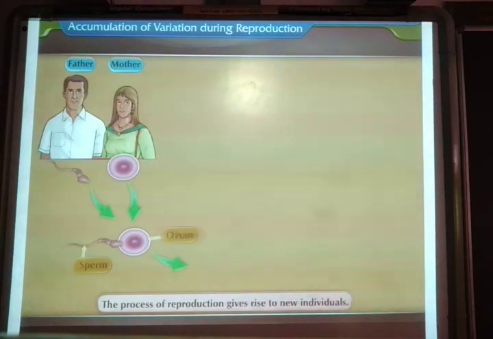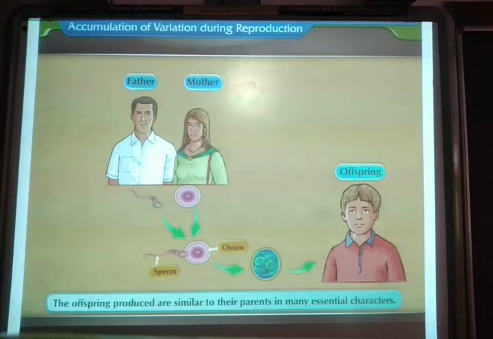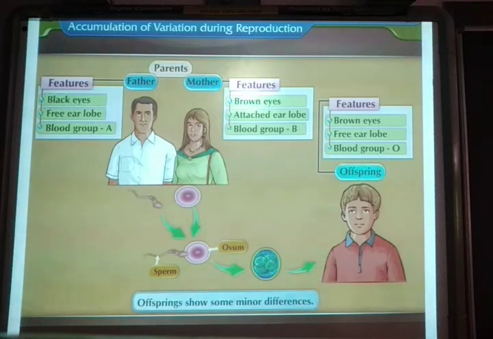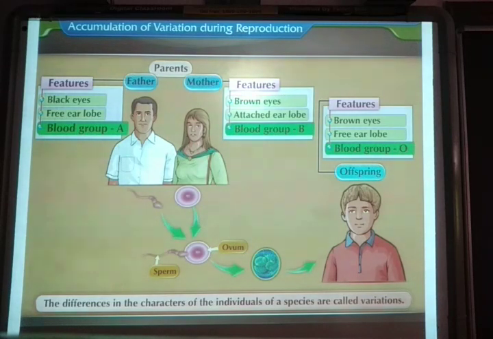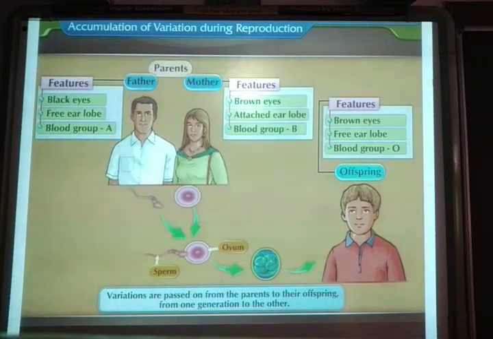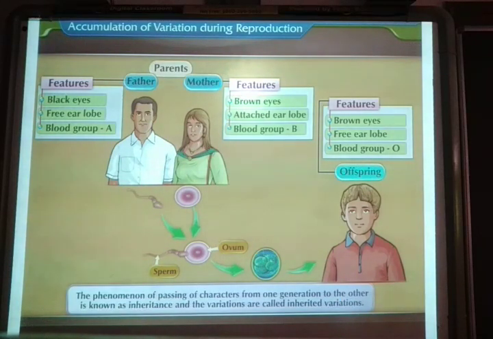The process of reproduction gives rise to new individuals. The offspring so produced are similar to their parents in many essential characters. However, they do show some minor differences. These differences in the characters of the individuals of a species are called variations. The variations produced in the organisms get accumulated. They are passed on from the parents to their offspring, that is, from one generation to the other. This phenomenon is known as inheritance, and the variations are called inherited variations.